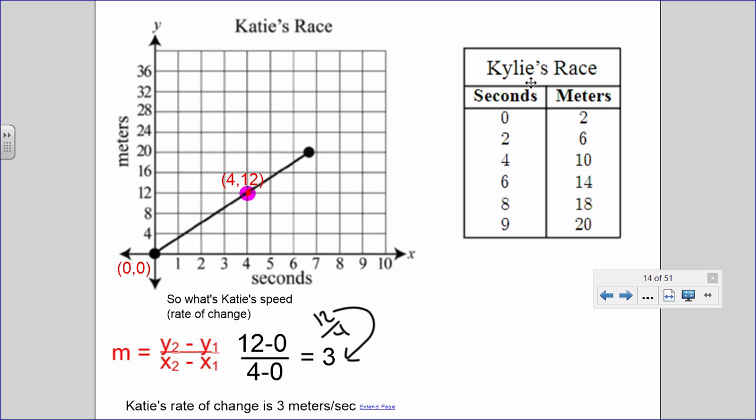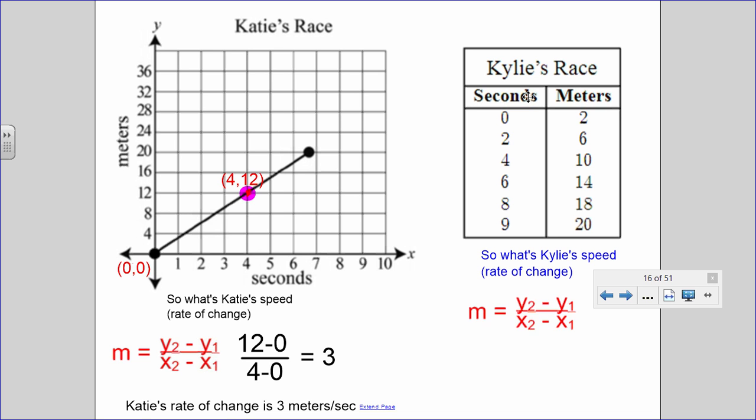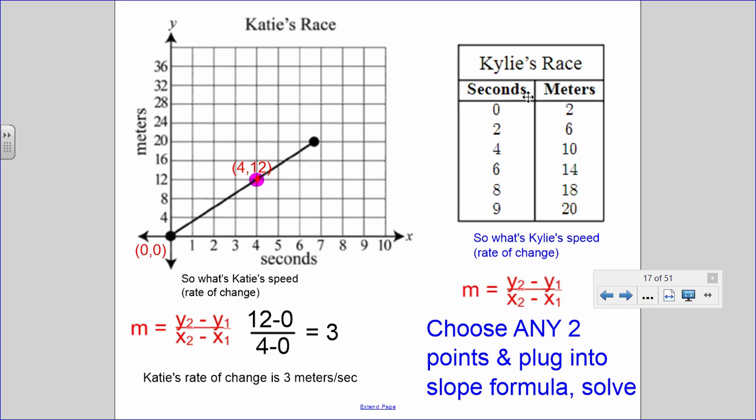Now we've got to turn our attention to Kylie's race. This is totally different. So what's her speed? What's her rate of change? How do we find the rate of change? Very similar. We're going to use that same formula again. We choose 2 points, any 2 points, and we're going to plug them in and solve. So I just chose these 2 randomly. It didn't have to be these 2. You can choose 2 different points, and in fact I encourage you to stop the video right now. You go get the slope on this one, the rate of change. You go get me the rate of change by using your 2 points, and let's see if we get the same thing.